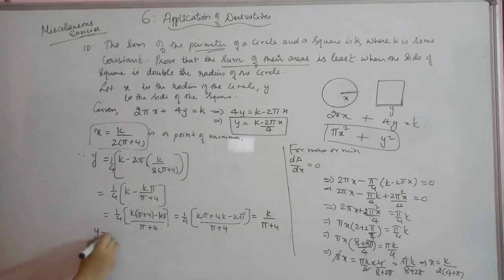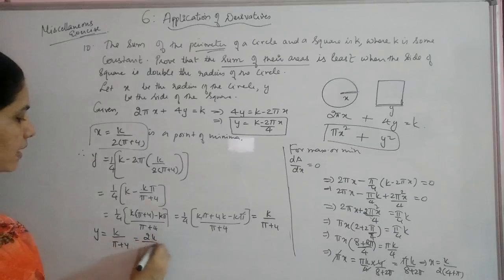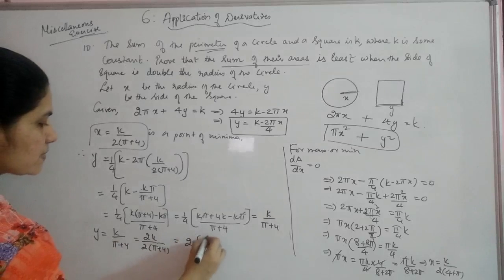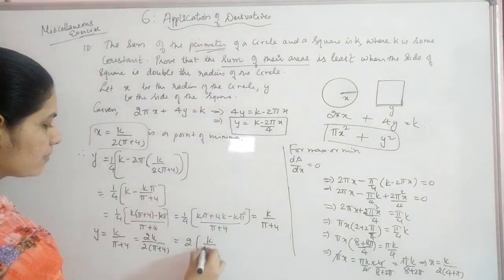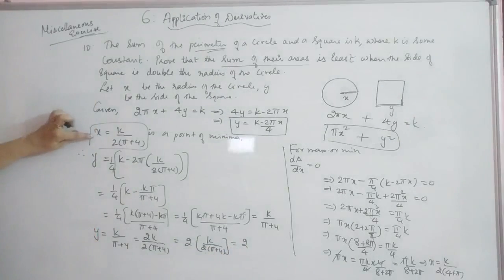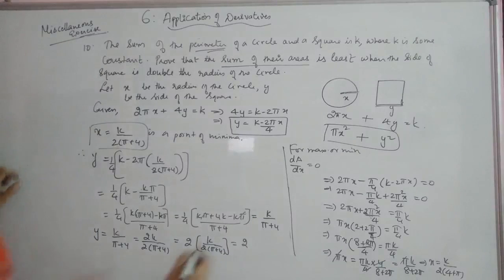Now for getting the relation connecting x and y, we will start with y is equal to k by pi plus 4. Multiplying and dividing with 2, you will get 2k by 2 into pi plus 4, which will not change the value of y. Now 2 in the numerator has been split and written like 2 into k by 2 into pi plus 4. This will give you 2 into, check the value, this is x. k by 2 into pi plus 4 is x. So you are getting y is equal to 2x, or else you can just divide x and y so that you will get equal to 2, and that will give you y is equal to 2x also. Okay, y by x will give you 2, so y is equal to 2x, that will also do.